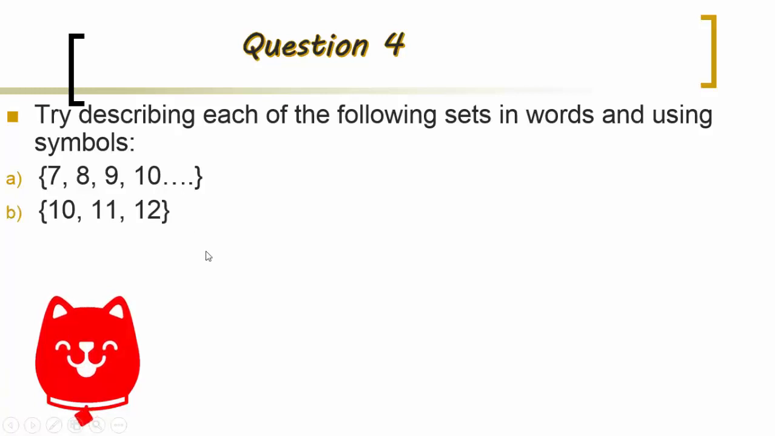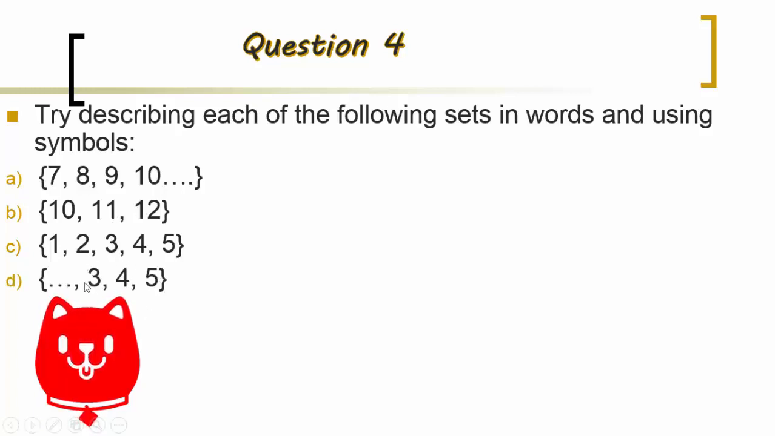For B, we have only a finite number of natural numbers. So it's only the set of natural numbers 10, 11, and 12. For C, similarly, we have the set of natural numbers 1, 2, 3, 4, and 5. And these are elements of the natural numbers.